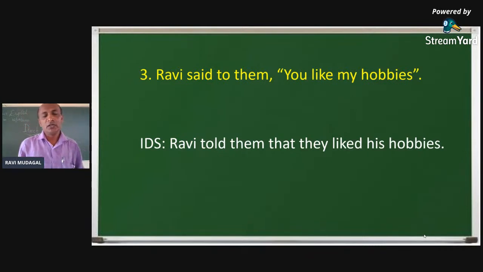Dear students, let me tell you one more time. When we say to them, "You like my hobbies," this is the direct speech. How do you change from direct speech to indirect speech? The answer is here for you. We told them that they liked his hobbies. This is indirect speech. Dear students, let's move on to the fourth example.